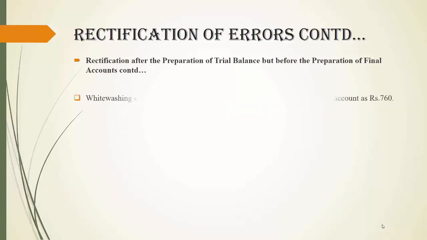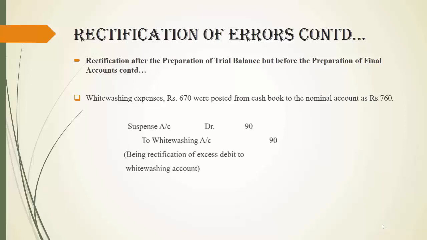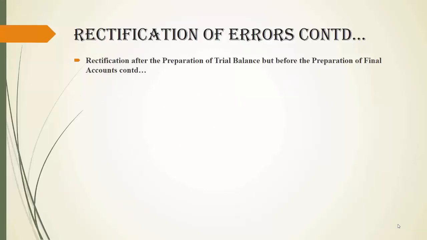And the next transaction is whitewashing expense rupees 670 were posted from cash book to nominal account as rupees 760. In this case, whitewashing expense is a nominal account and it got over debited with rupees 90. So we have to credit the whitewashing expense with rupees 90, that is 760 minus 670 comes 90. So the rectifying journal entry will be suspense account debit to whitewashing account rupees 90 being rectification of excess debit to whitewashing account. Moving on to the last transaction, and after that we will prepare a suspense account.